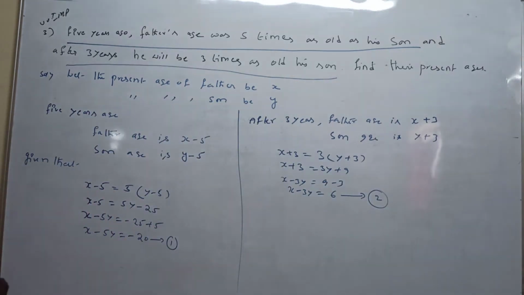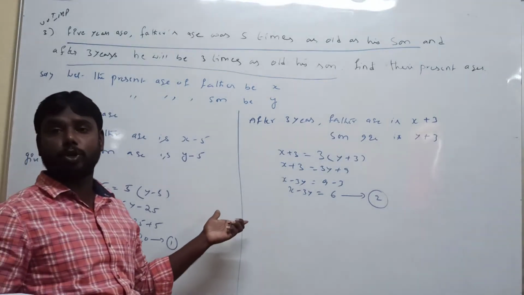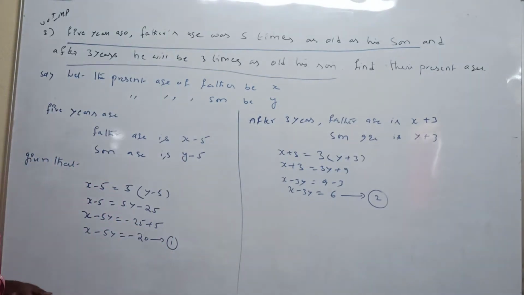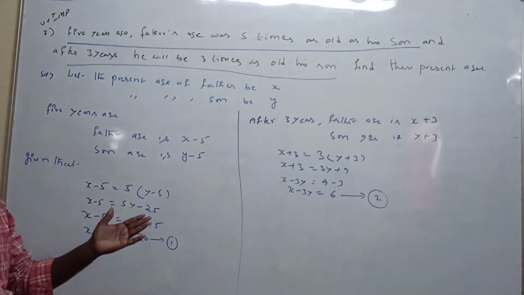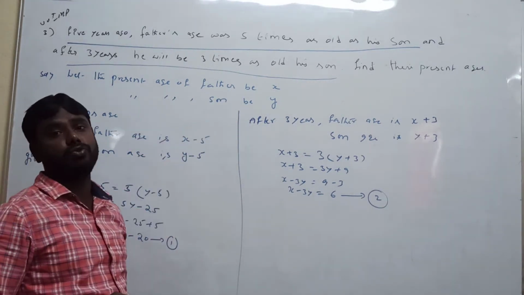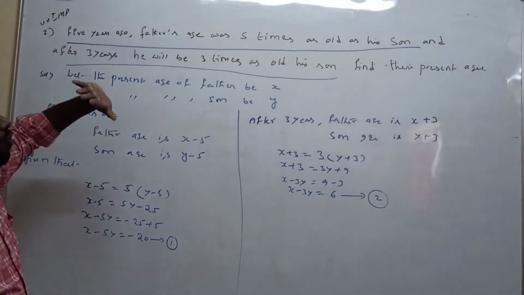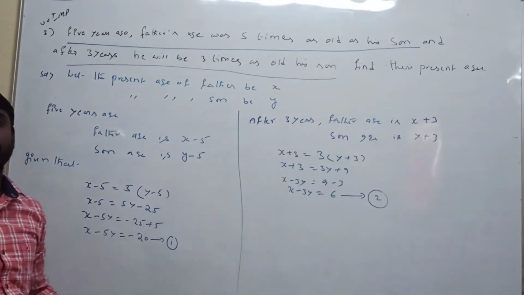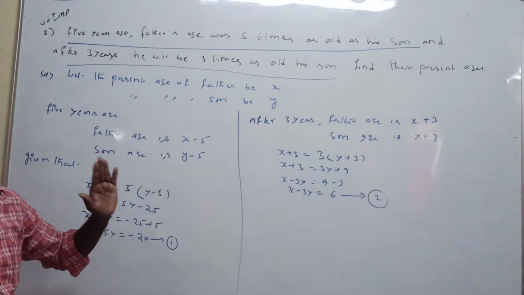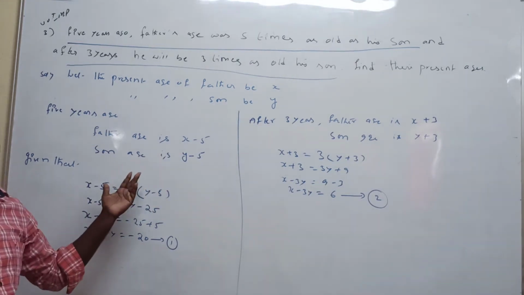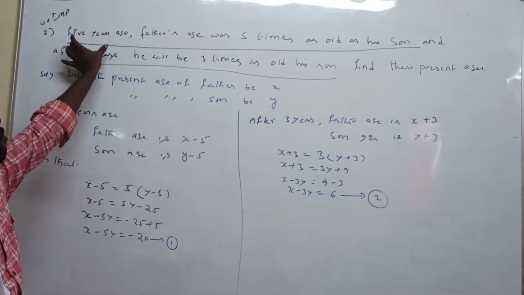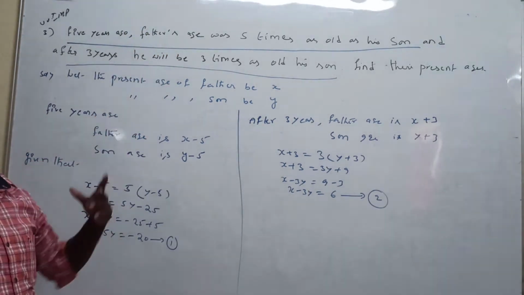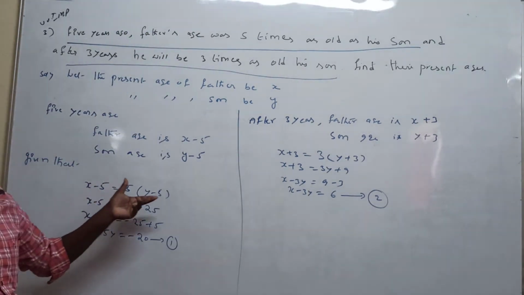You don't know the present age of the father or the present age of the son. That's why we are assuming the present age of the father is x and the present age of the son is y. According to the given question, the present father's age is x, so 5 years ago the father's age is x minus 5. Similarly, the present son's age is y, so 5 years ago the son's age is y minus 5. Given that 5 years ago, the father's age is equal to 5 times the son's age.